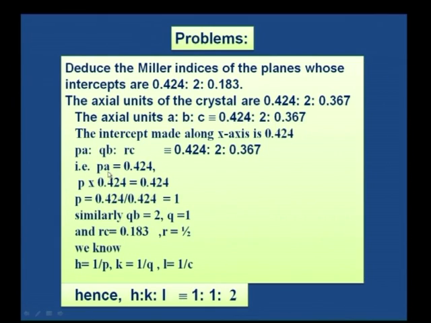So, pa is equal to 0.424. So, p into 0.424 is equal to 0.424, so p will be equal to 1. Similarly, qb will give q equal to 1, and r will be equal to half. This is the value that you have here. So, h will be 1 by p, k will be 1 by q and l will be 1 by r. h, k, l are the Miller indices. So, the Miller indices of this plane are given by 1, 1, 2.